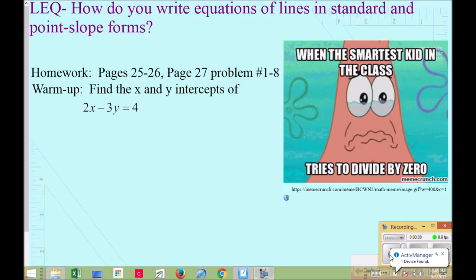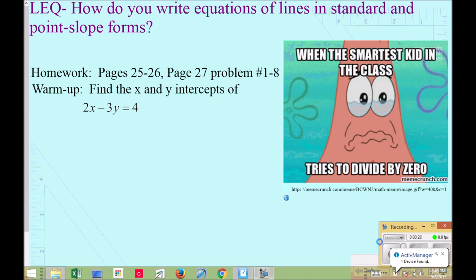So we started with a warm-up. Take a moment and copy the equation here and find the x and y intercepts of this equation. Pause the video and do the problem, and then play to check your answers.